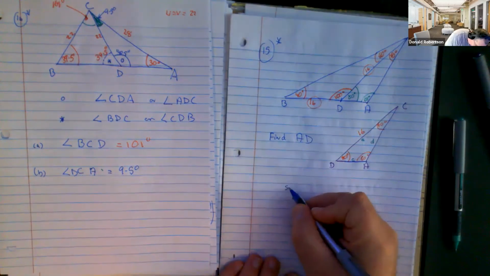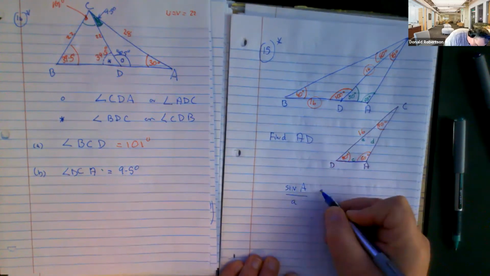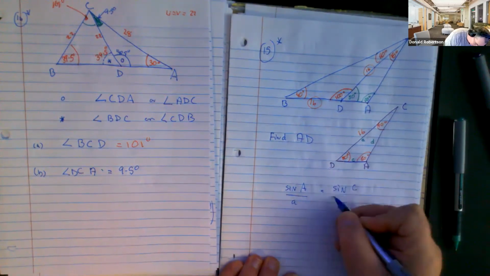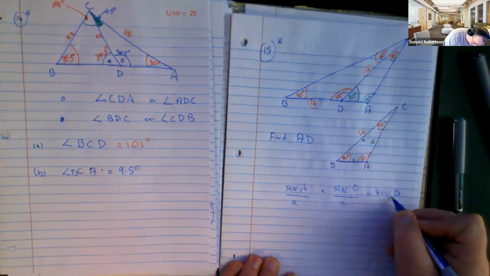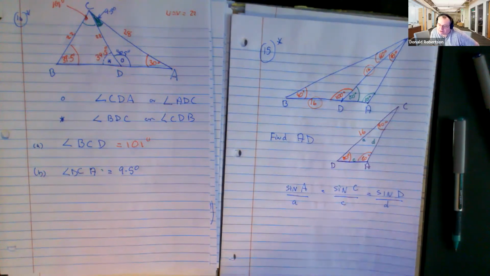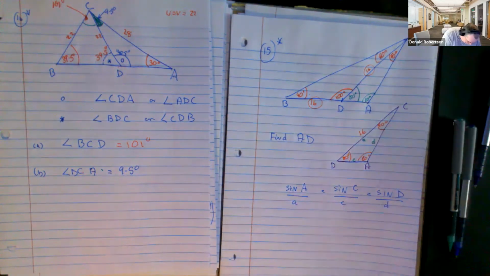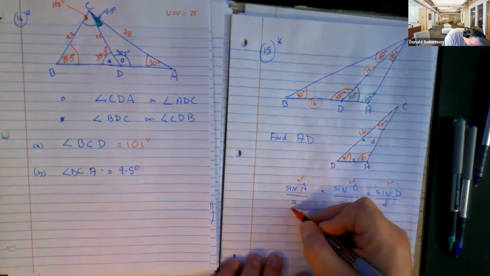So sine A over little a, sine C over little c, sine D over little d. Are we good? Now, I know all the angles, so check those off. And I know little a.